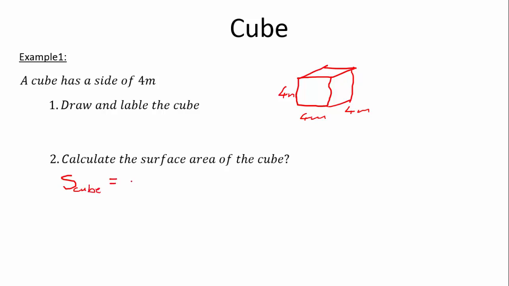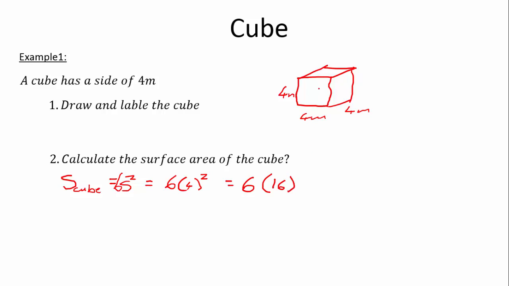That is equal to 6 times the side squared. So that is equal to 6 multiplied by the side, which is 4 squared. Okay, we've got to do this power first. Remember your BODMAS maths. What is 4 squared? 16.